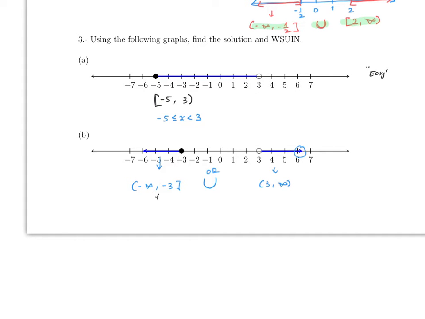Or in inequalities, this will be x is less than or equal to minus 3, and here x is greater than 3. So notice that if there is a bracket, it has an equal sign. If it's a parenthesis, there is no equal sign in the inequality. All right, so let's go now to question number 4.